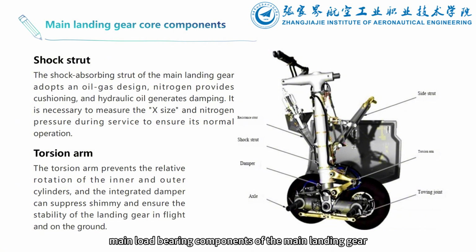The main load-bearing components of the main landing gear are the shock-absorbing strut, side strut, and resistance strut. Between the inner and outer cylinders of the shock-absorbing strut, a torsion arm is installed to prevent relative rotation between them, and the toe joint is used to connect the tractor to tow the aircraft. Wheels can be installed on the axle to facilitate the movement of the landing gear on the ground.